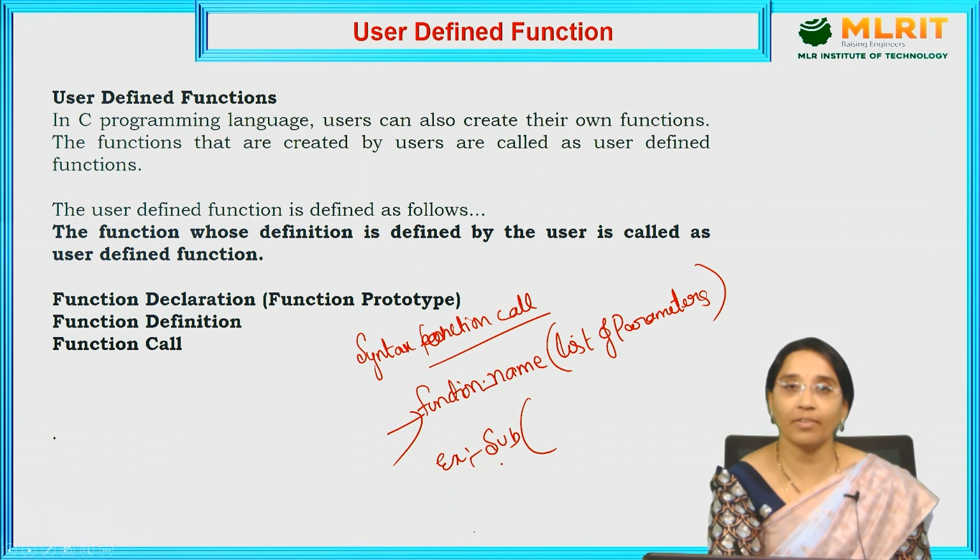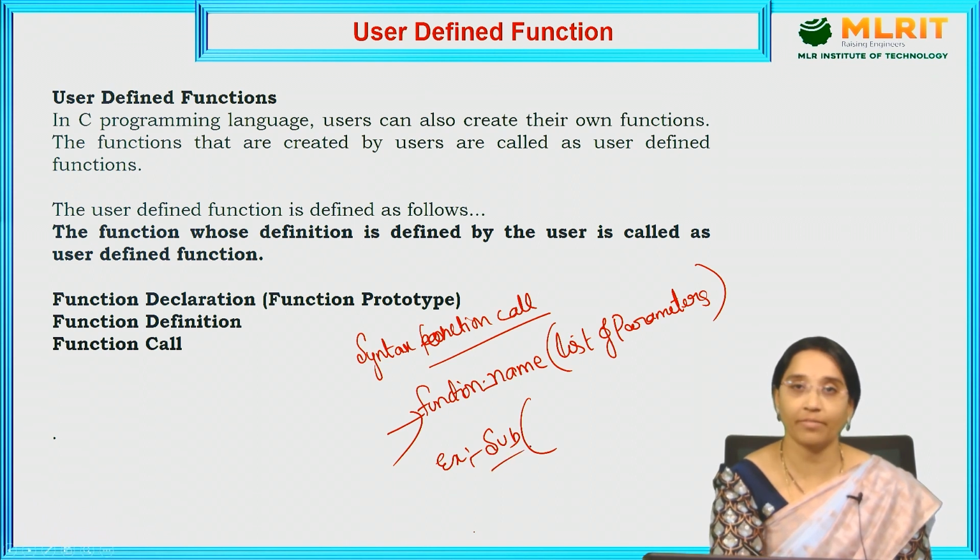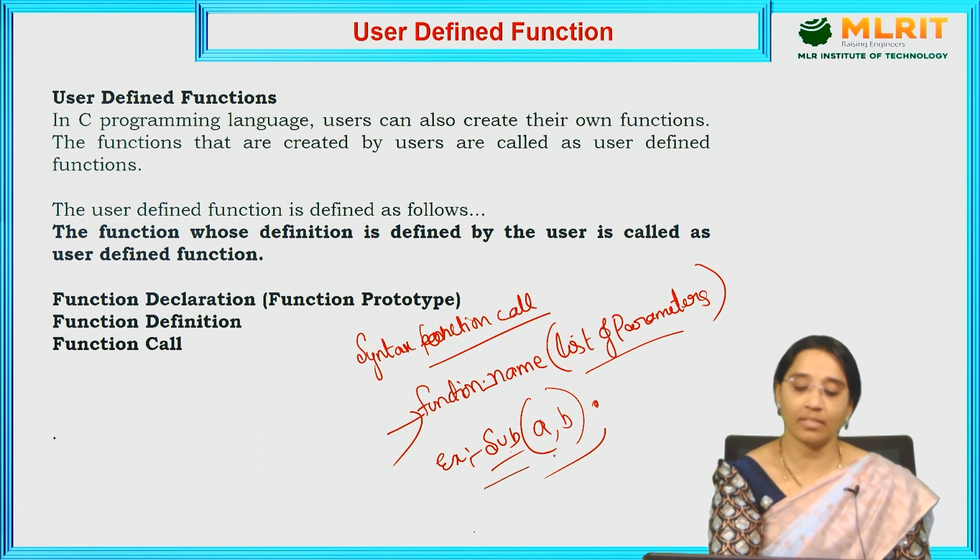Printf and scanf are predefined functions. These are the user defined functions. You can take any name, add, subtraction, any name you want. Sub of list of parameters. The list of parameters is how many values you are giving to subtract two numbers, a and b. That's it. This is the function call.